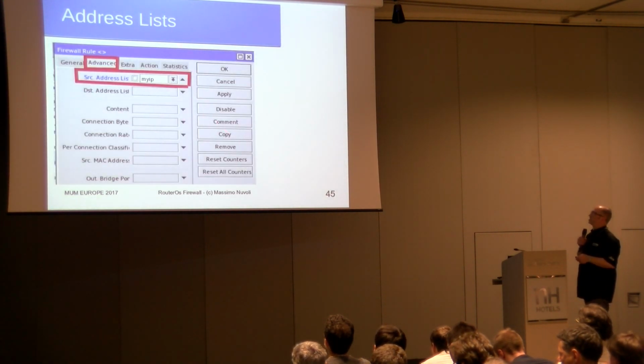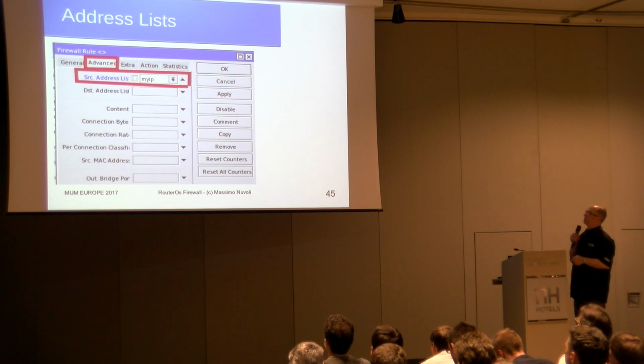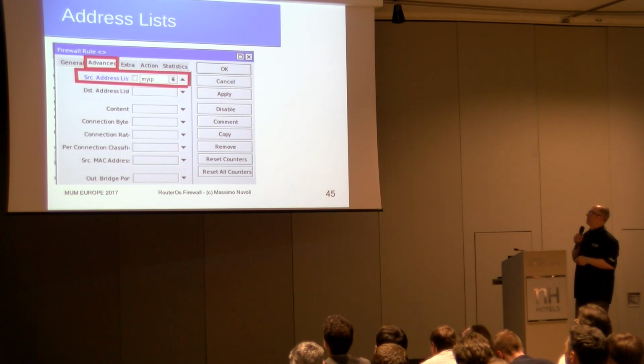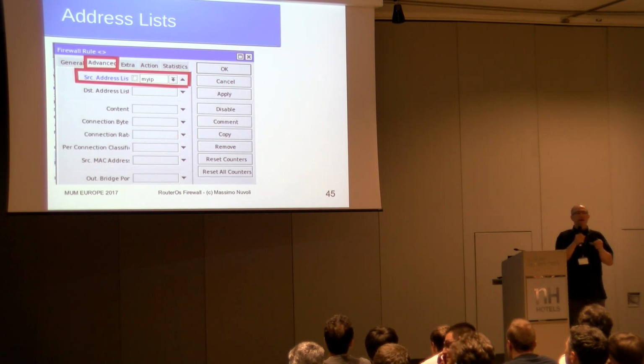Then, the address lists are in the second tab of the firewall rule, not General but Advanced, and you have the ability to put source address lists. You can choose one list for source, and one for destination. And this is a way that you can write IP addresses in a configuration of the firewall. Okay?